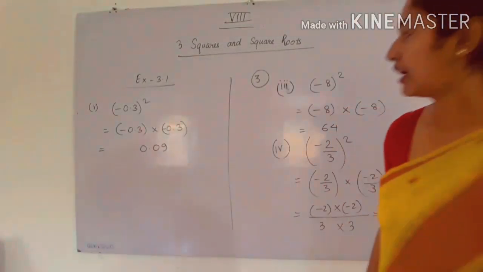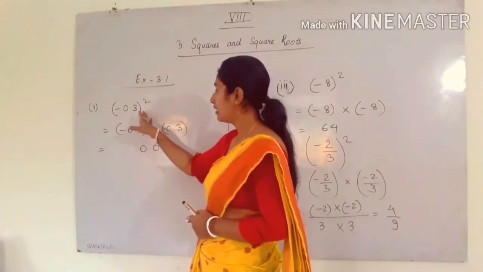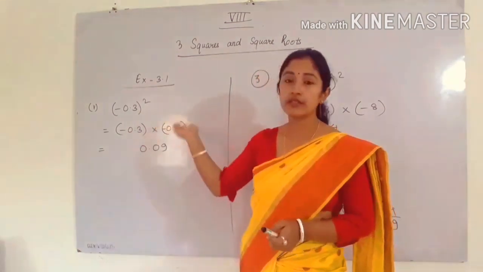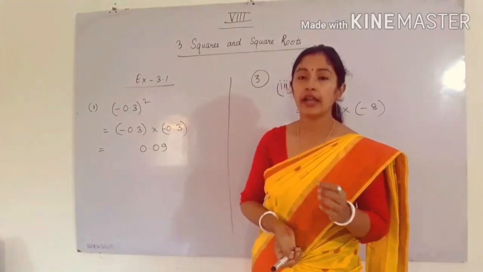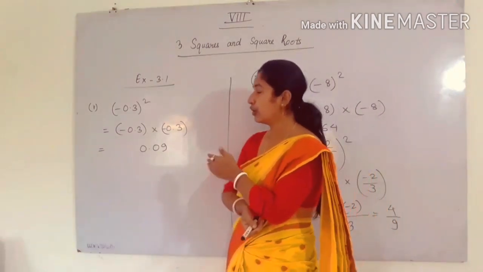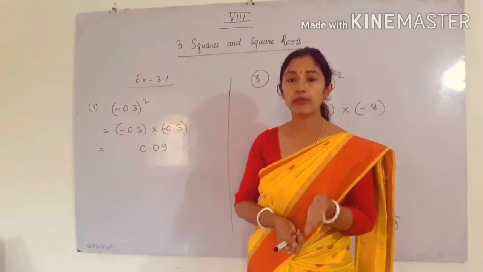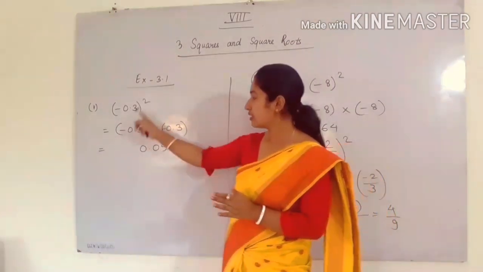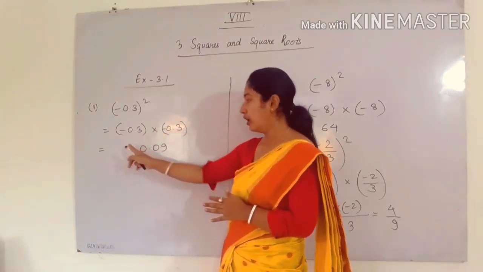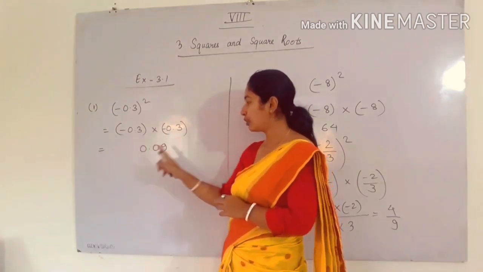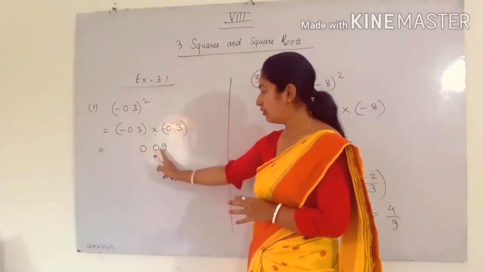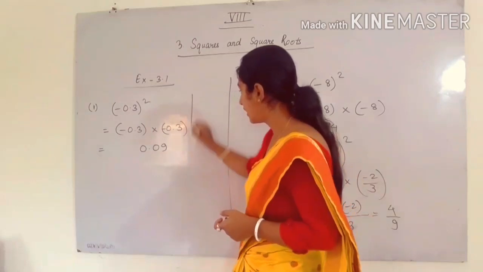So the next question is number 5. See, minus 0.3 whole square. So I have done it in this way. You can also convert this decimal number into a fraction number, and then you can find the square of that number. So I have done it in this way. Okay. So here see, minus 0.3 into minus 0.3 will be what? Minus minus will be positive, and 0.3 into 0.3 will be 0.09.